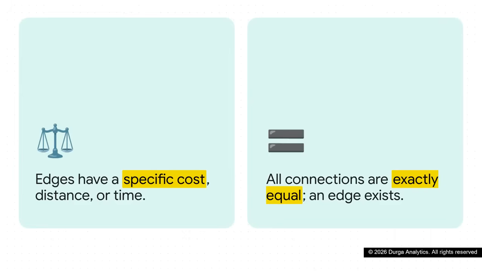The second massive architectural decision is weight. In an unweighted graph, all connections are treated exactly the same. An edge simply exists or it doesn't. But in a weighted graph, every single edge carries a specific numeric cost, like literal distance in miles, time in milliseconds, or network bandwidth. And what's really fascinating here is that finding the shortest path doesn't just mean the fewest hops anymore, it means finding the path with the least total cost. This is exactly what's running under the hood of every GPS routing app you've ever used.